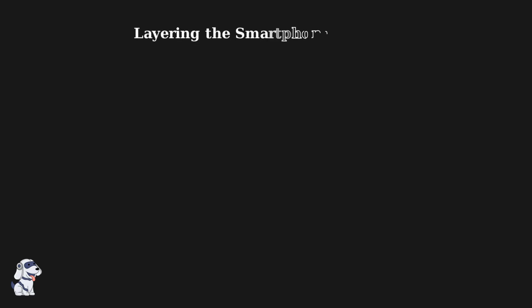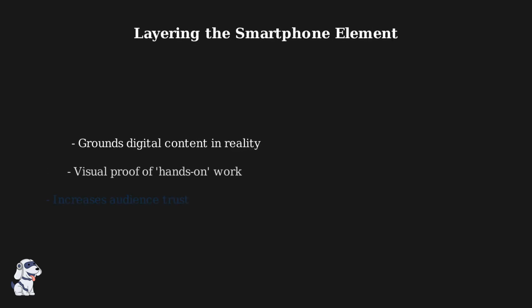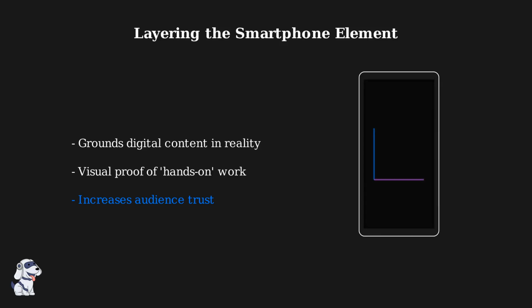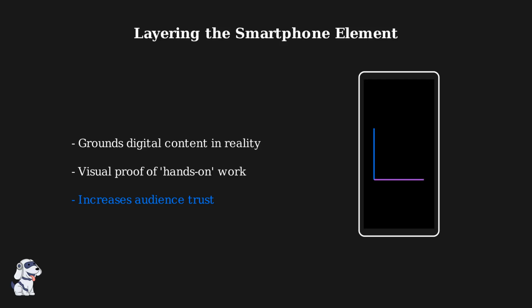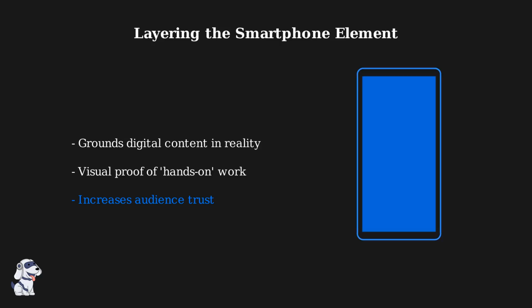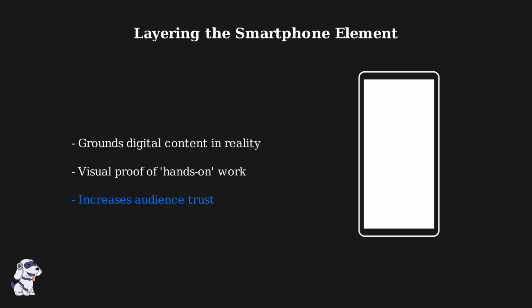Ground your digital content in reality by layering a smartphone element. This technique shows the viewer that your growth strategy is actually being executed on a real device. By showing the phone, you move away from abstract claims and provide visual proof of the work being done. This transparency significantly increases audience trust. Ensure your screen content is sharp and legible even at smaller thumbnail sizes. This professional touch signals that you are an authority in your field.